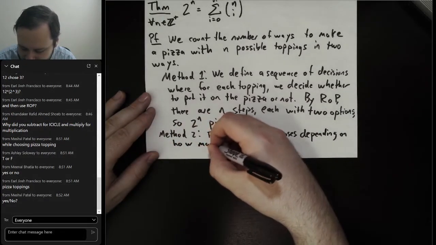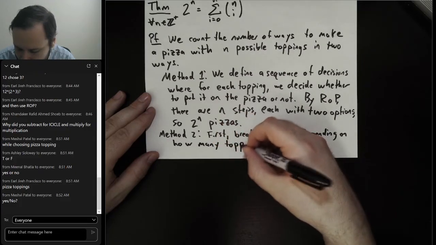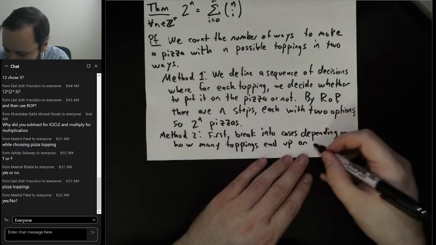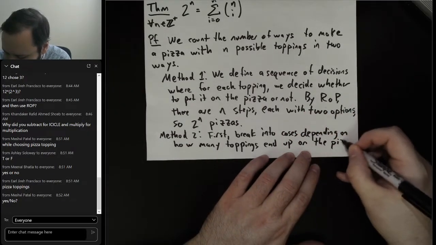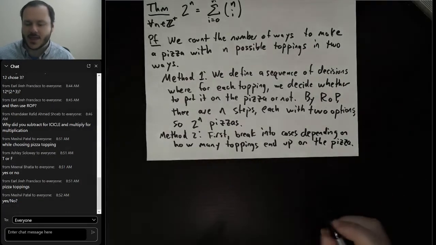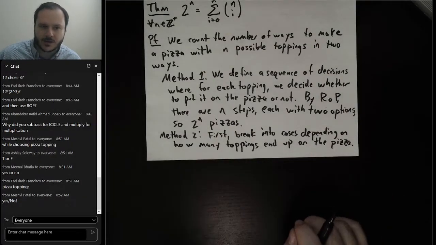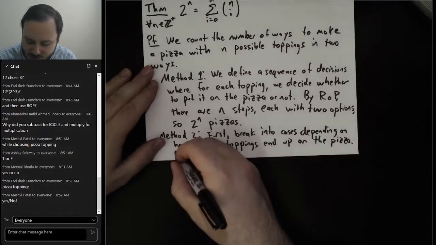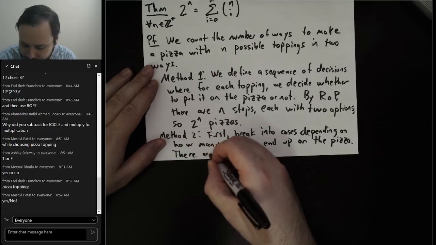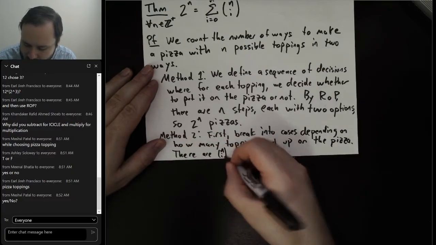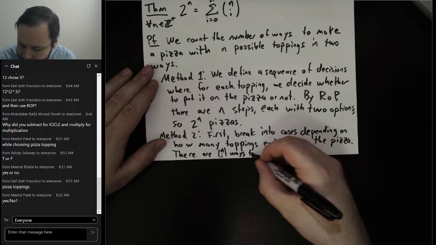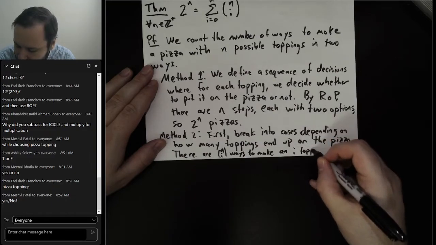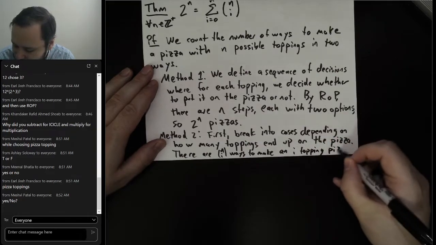How many toppings end up on the pizza? And then how many ways are there to make a pizza if you know that there are exactly i toppings? There are n choose i ways to make an i-topping pizza.